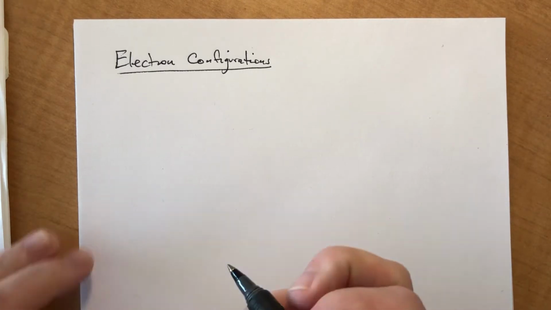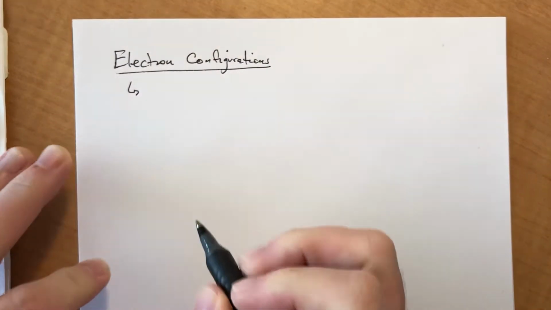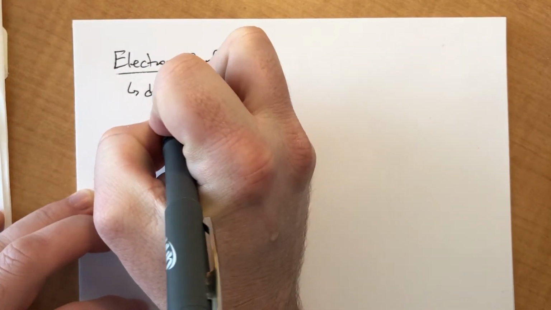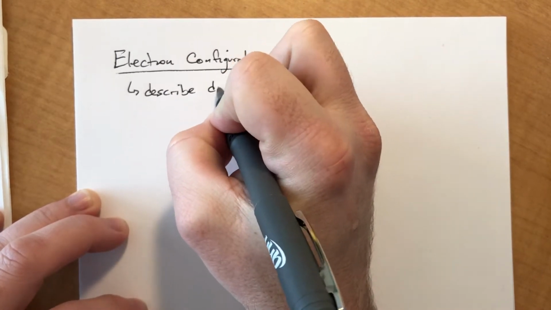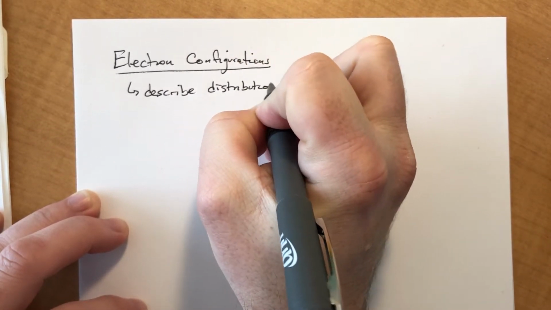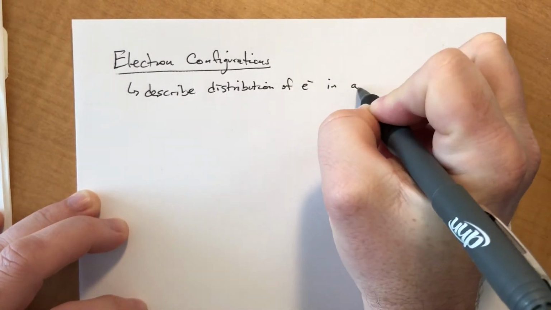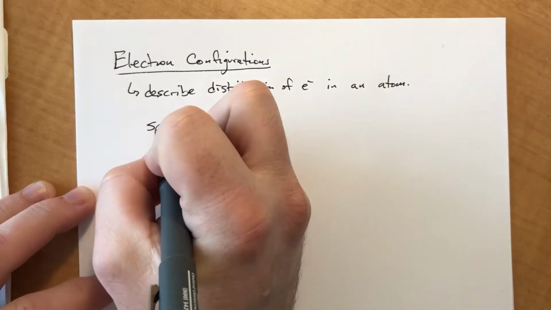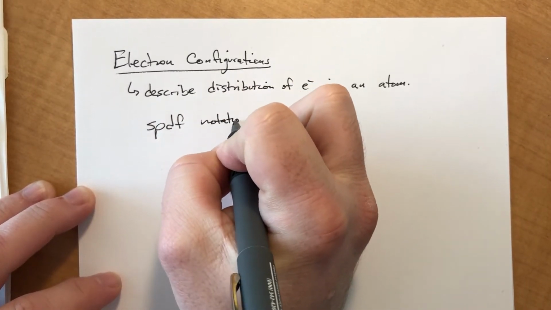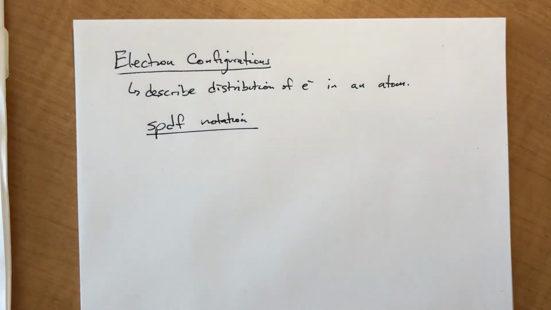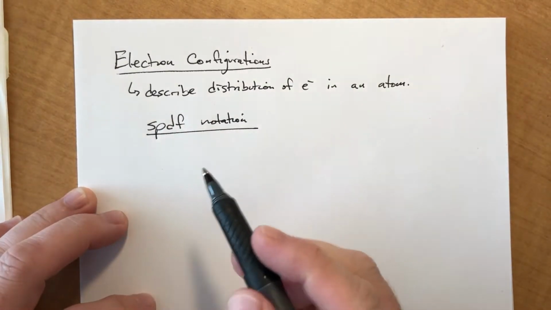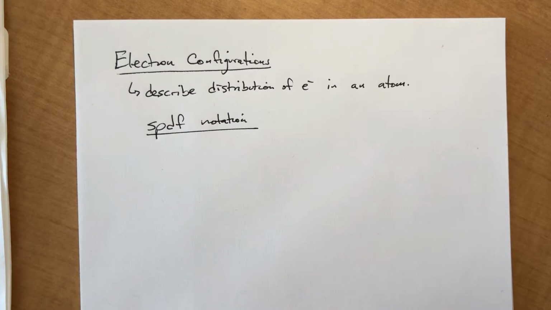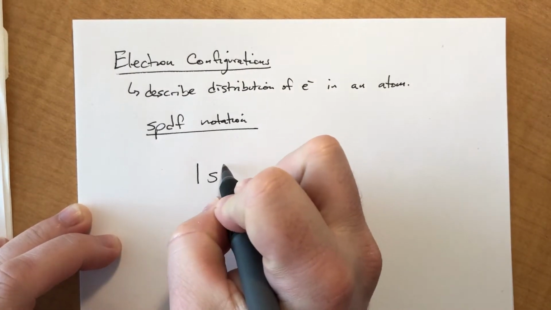Electron configurations describe the distribution of electrons in an atom. They use something called the spdf notation. I'm just going to draw an example and point out a few things about what it means. You don't get all 4 quantum numbers, you only get the first 2, maybe 3, out of this one, but that's okay. So it looks kind of like this.